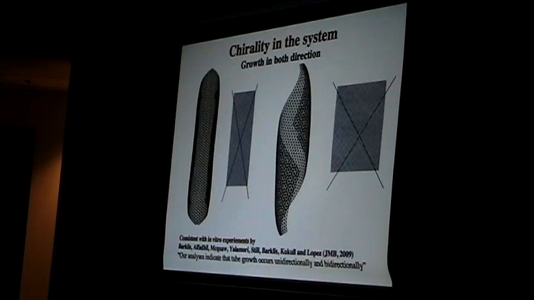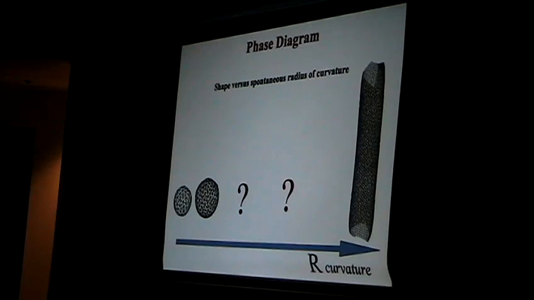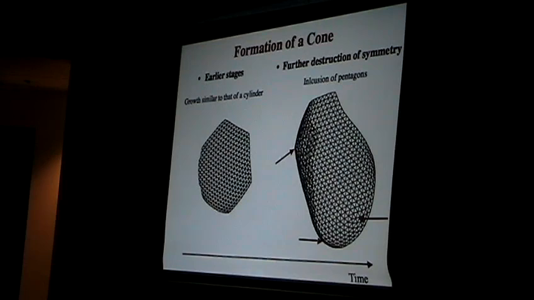Depending on how fast it grows in each direction, we can have cylinders with different chiral vectors, depending on the ratio of the width to length. I just want to tell you about the cone a little bit and then I'm done. For the cone, the radius of curvature is not as large as for the cylinder. Therefore, formation of pentagons is not forbidden. So as it grows as a spherical shell, at some point it can form some pentagons to release the straining energy. So it forms these pentagons, and by the formation of pentagons, it introduces some curvature.